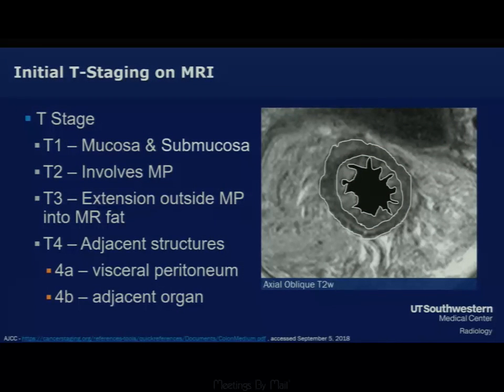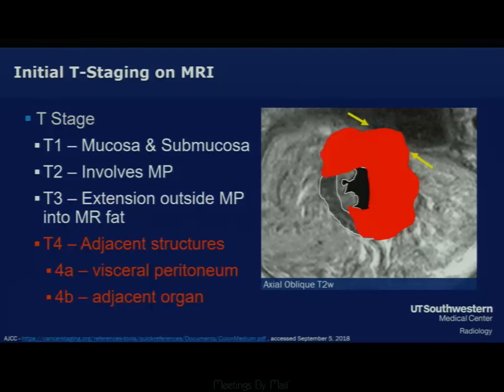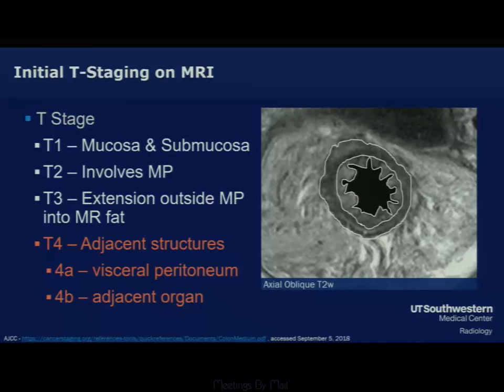Just as a reminder, initial staging on MRI of rectal cancer is based on the involvement of the layers of the rectal wall. So a T1 tumor involves the mucosa and submucosa. A T2 involves the muscularis propria but does not extend past the muscularis propria into the mesorectal fat. T3 extends outside the muscularis propria into the mesorectal fat. And then T4 involves either the visceral peritoneum or adjacent organs or both.